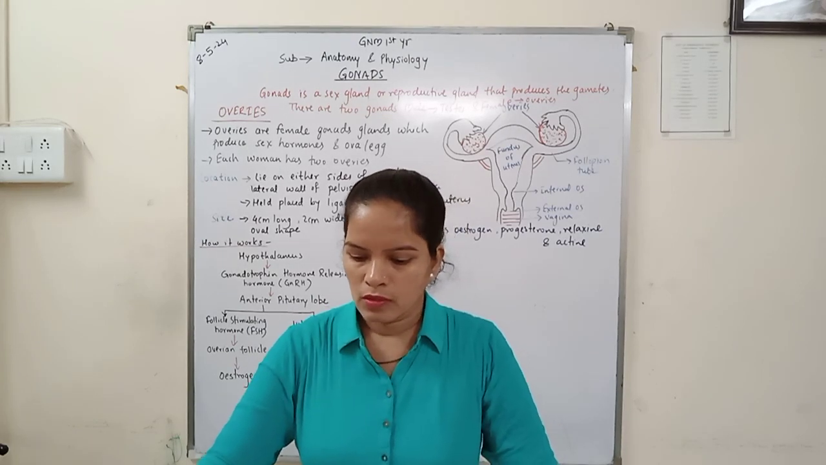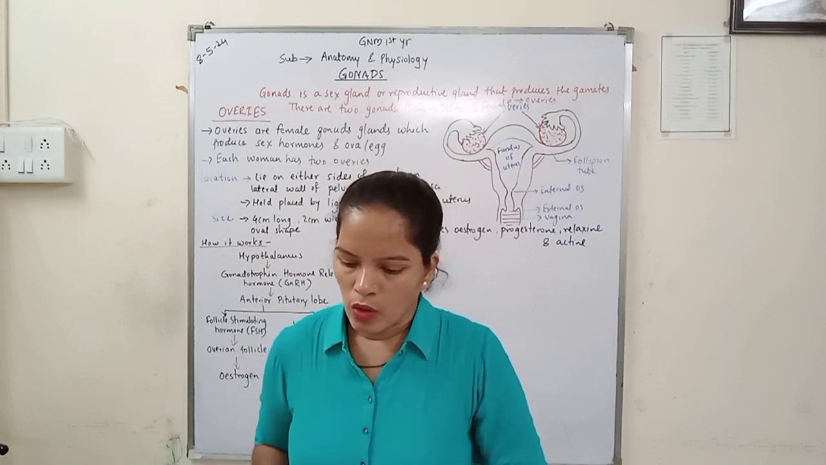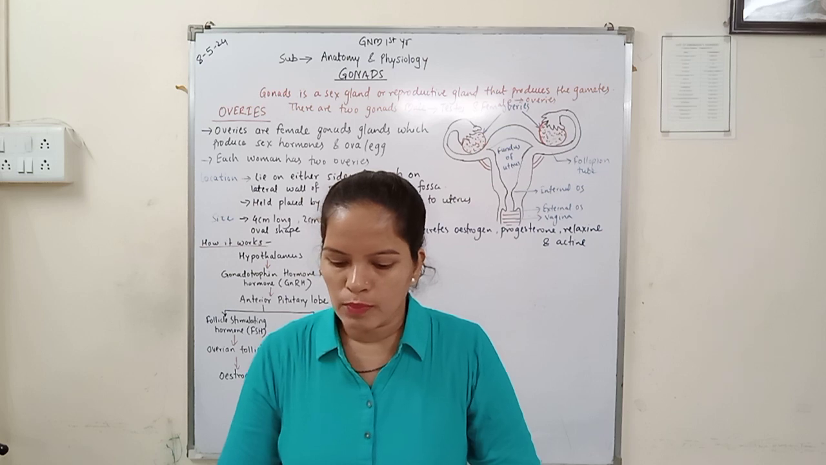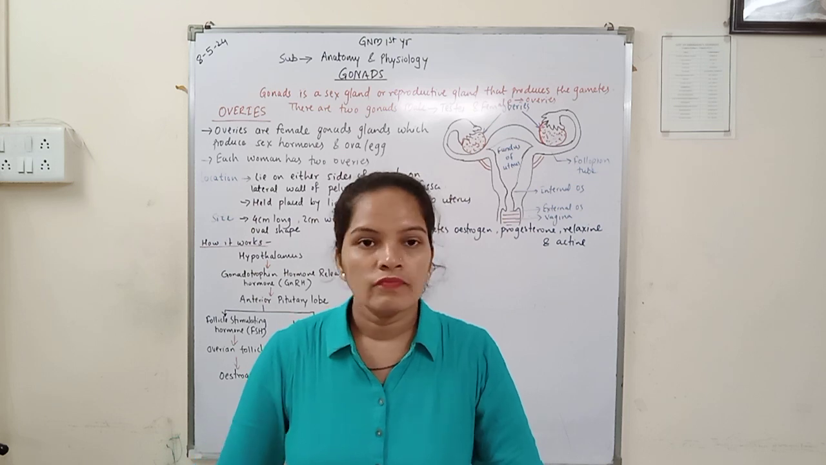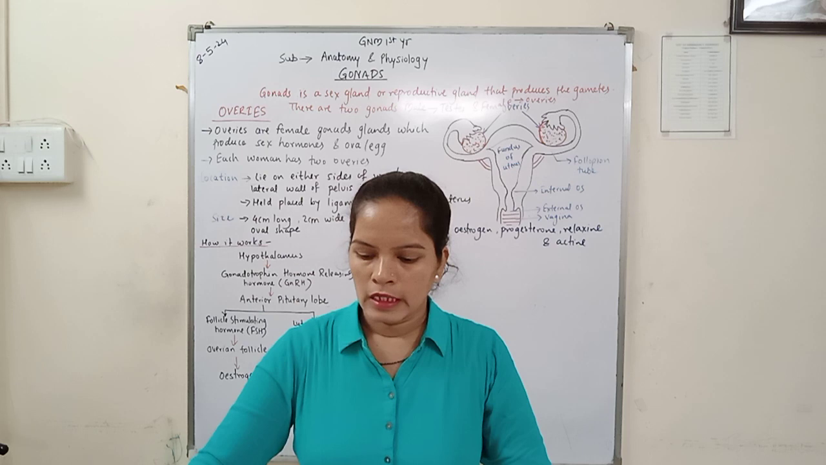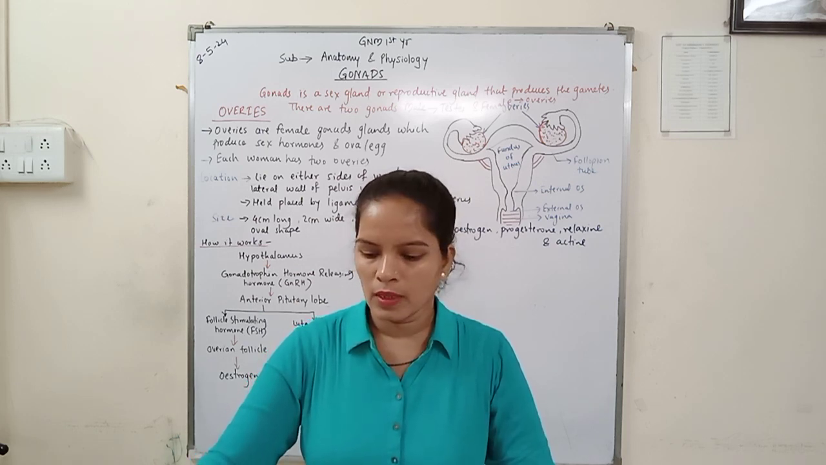The gonads develop from the mesoderm of the embryo, and they are the organs that produce the gametes. In male there is sperm, and in female there is ova, or egg. So first we will study about ovaries.